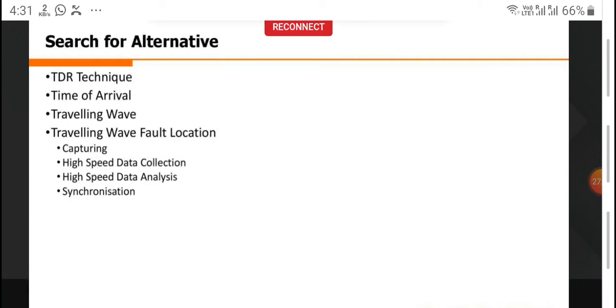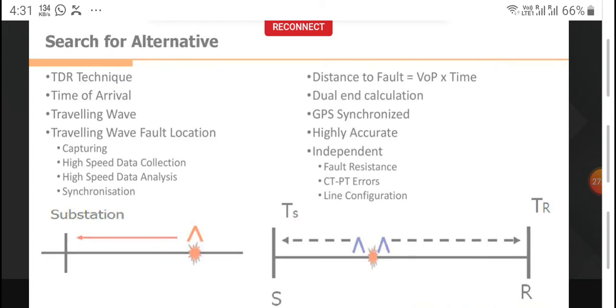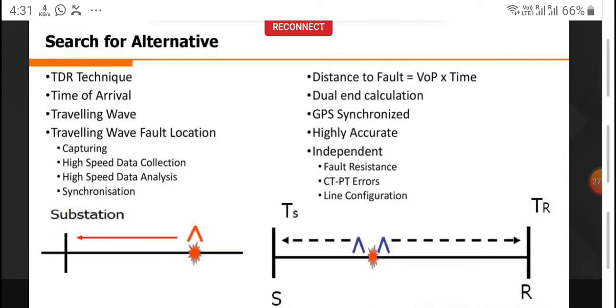Now, how exactly does this principle work? So, moving on, as you can see here, the traveling wave fault location system. Now, in this particular system, you have got 3-4 components. Like, as I was talking about, just let me get the marker. Okay, in the meantime, let me just give you a brief introduction of this. So, you have got the traveling wave fault location system, right?